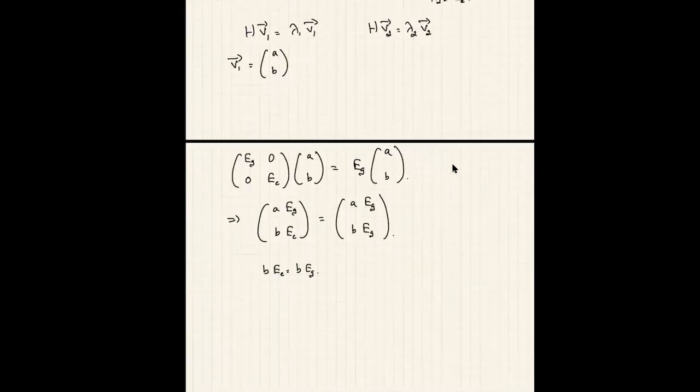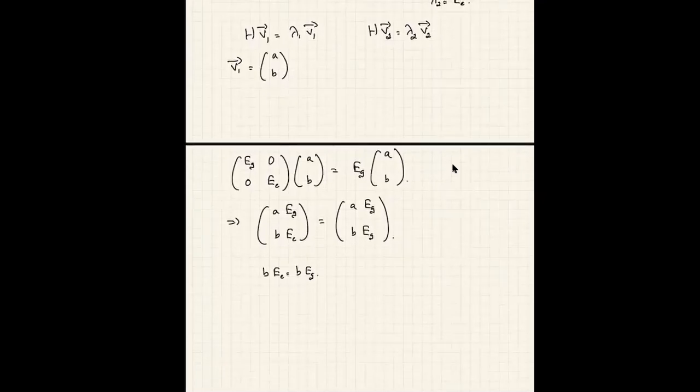So I will start with the assumption that EG is not equal to EE, which means that the only way this equation can be true, the only way in which I can make sense of this eigenvalue equation, is if I choose B to be equal to 0. So what this is basically telling me is that for this particular eigenvalue EG, A is basically arbitrary, because the first equation I get is AEG equals AEG, which is not an equation for A at all. So A can be anything, but B has to be equal to 0.